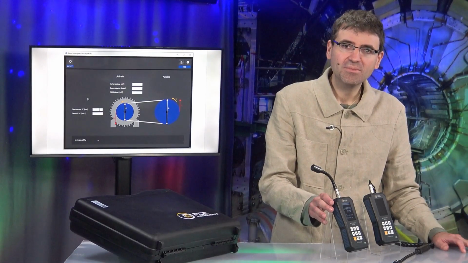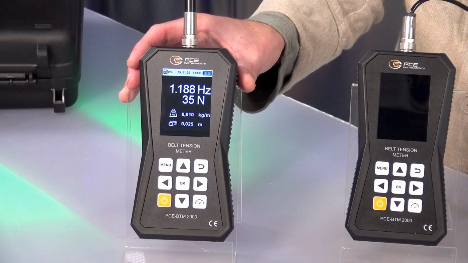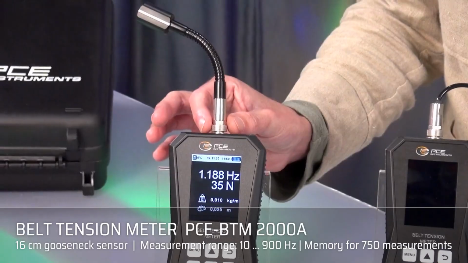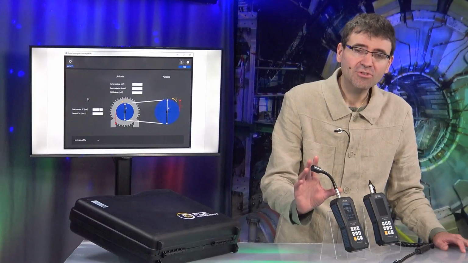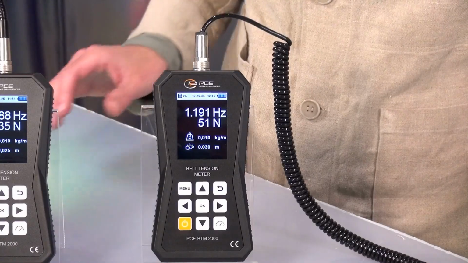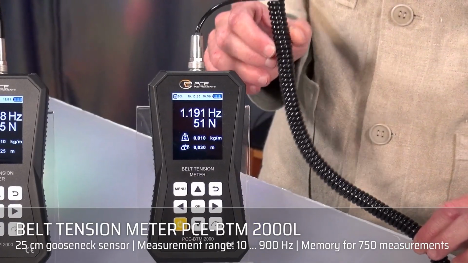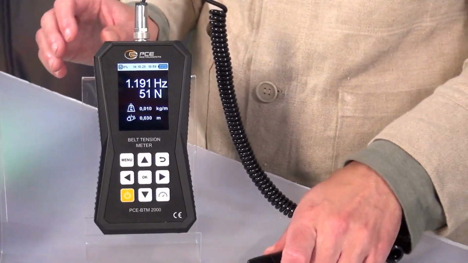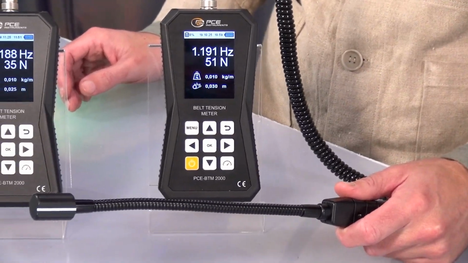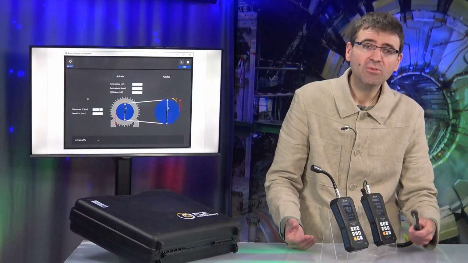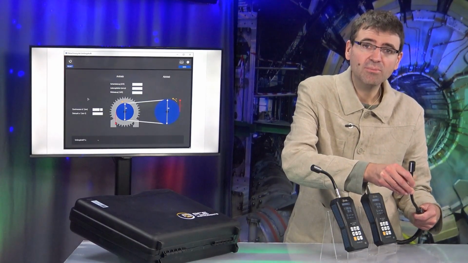Let's review both devices together in an overview. First, the PCE-BTM 2000A. A belt tension meter designed for compact deployment scenarios featuring a tensioning neck, which can be mounted directly onto the unit and possesses a length of 16 centimeters. Then, the PCE-BTM 2000L, a belt tension measuring device with a coiled cable, which we can connect up here, and attached to the coiled cable is a 25 centimeter long gooseneck, allowing us even in challenging situations. In systems where we must reach underneath covers, we can still easily access the area to measure the belt tension.